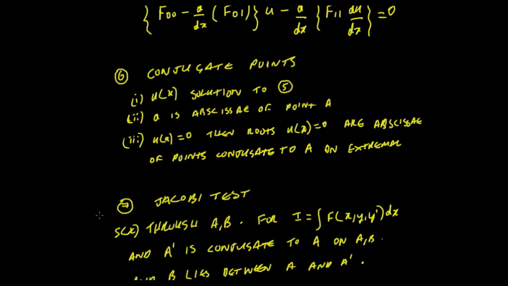We then looked at defining conjugate points, and we've seen that if u of x is a solution to the equation above, and if a is an abscissa of some point A on an extremal, and if u of a equals 0, then the roots of u of x equals 0 are the abscissa of points conjugate to a on that extremal.